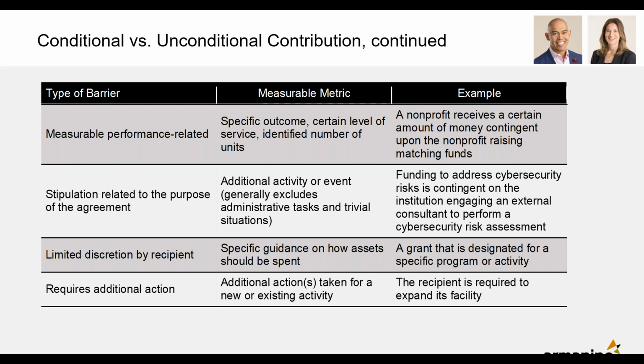So here we've got an indicator of a barrier. The barrier is something that's performance related. In this example, if that nonprofit doesn't raise the matching funds, then they're most likely not ever going to be able to recognize this award as unconditional.